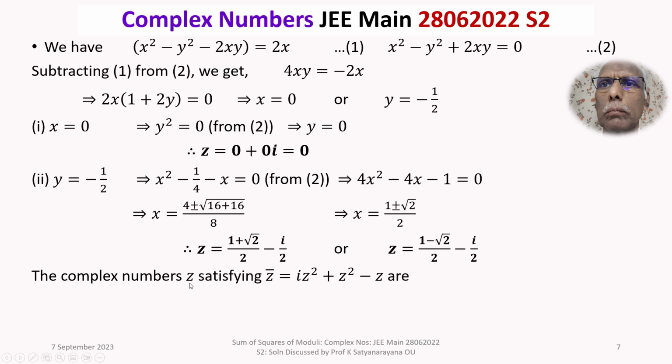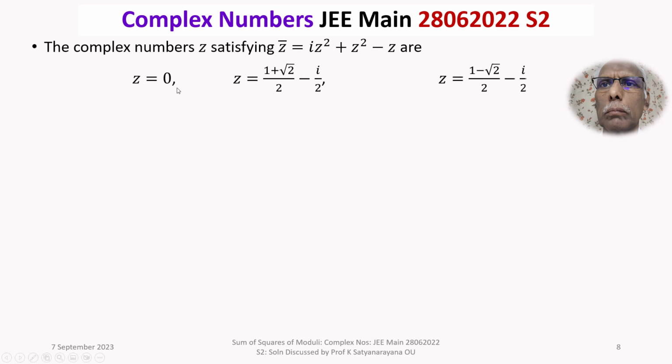So the complex number z satisfying this complex equation, z bar is equal to i z square plus z square minus z, we got three solutions. The first one is z is equal to 0, the second is z is equal to 1 plus root 2 by 2 minus i by 2, and the third one is z is equal to 1 minus root 2 by 2 minus i by 2. So we got these solutions of this complex equation, and take the squares of the moduli and sum them up, then that will give you the answer.